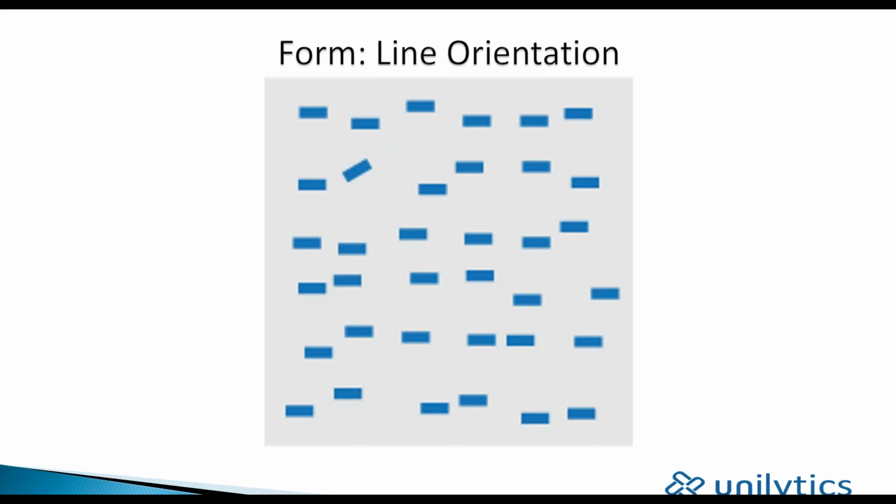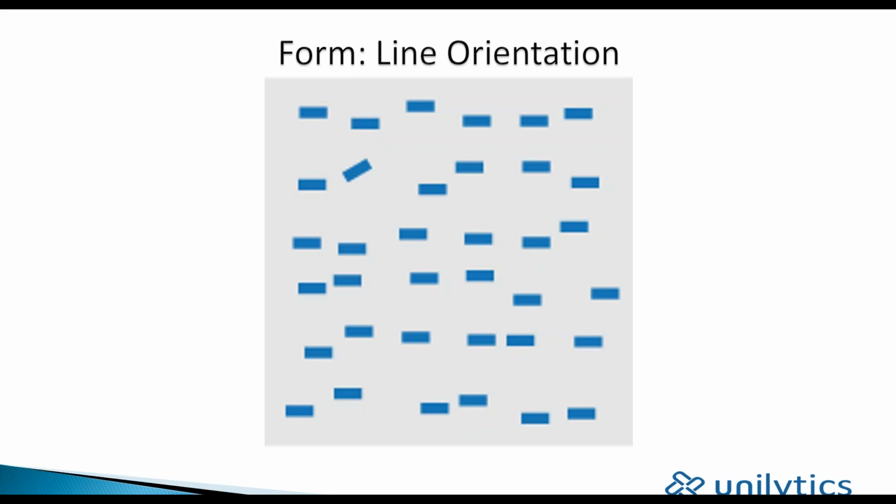So line orientation, for example, as soon as this flashed up, your brain immediately went to the top left there and saw that slightly diagonally oriented line, because it's different than everything around that. So your brain is hardwired to notice that because the orientation of that line is different than the others. So that's a pre-attentive feature.